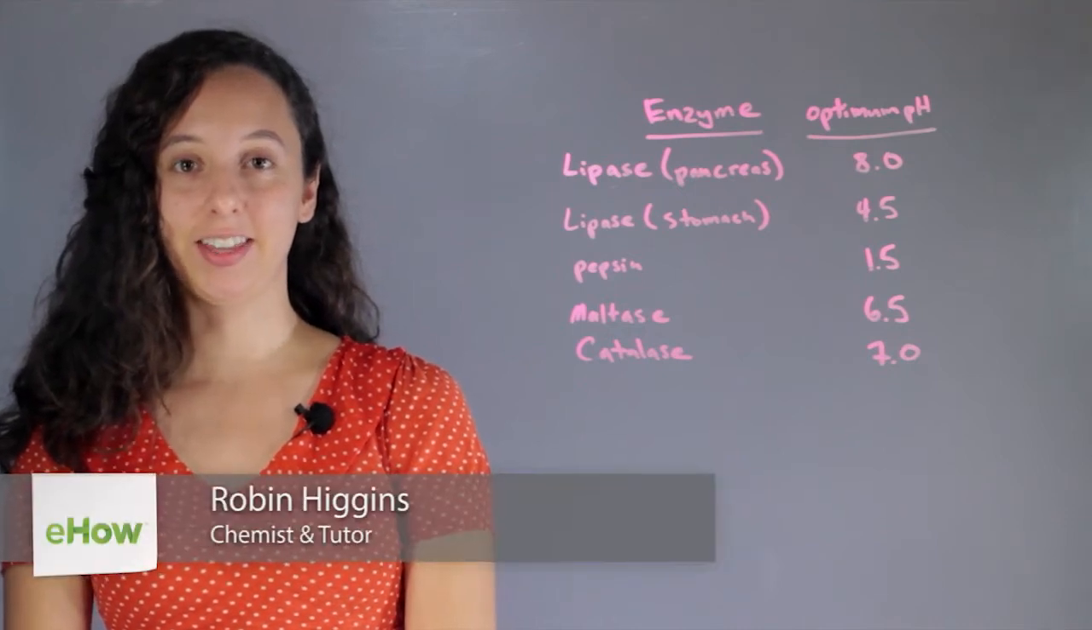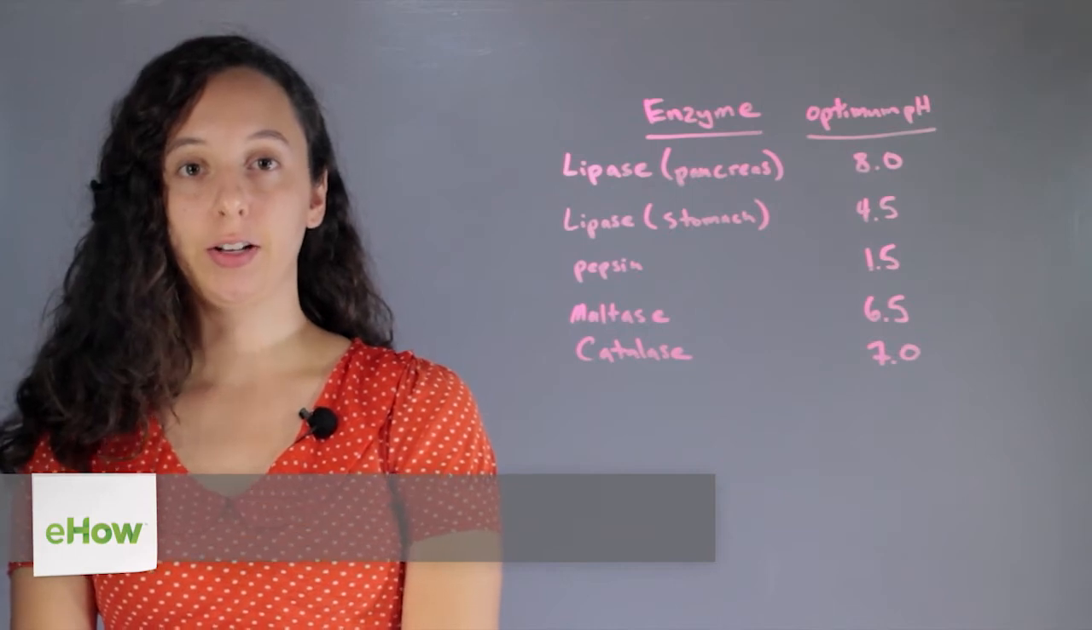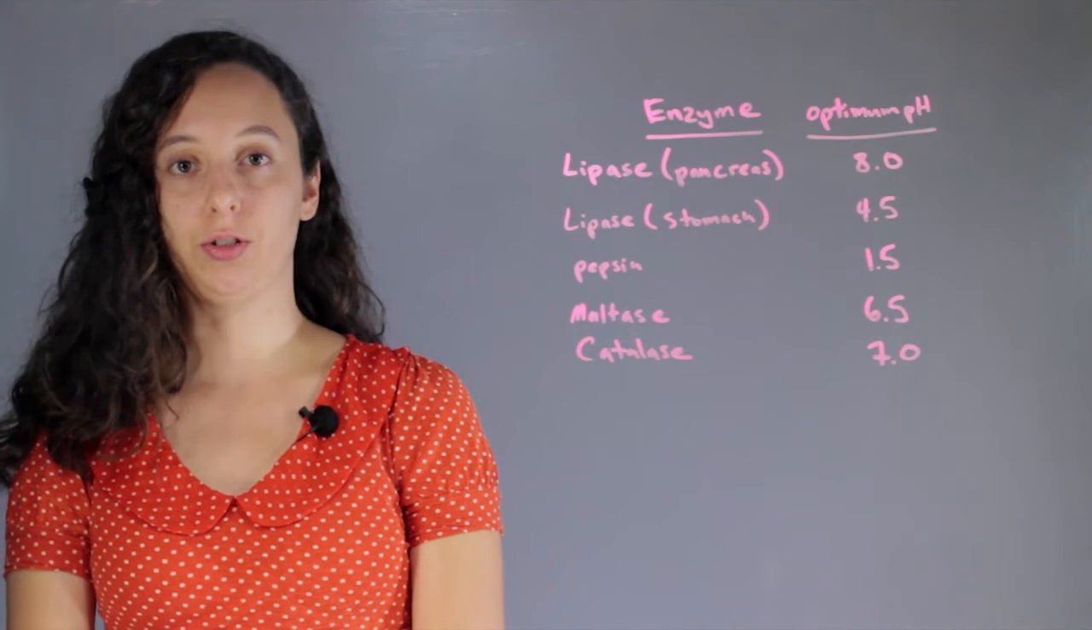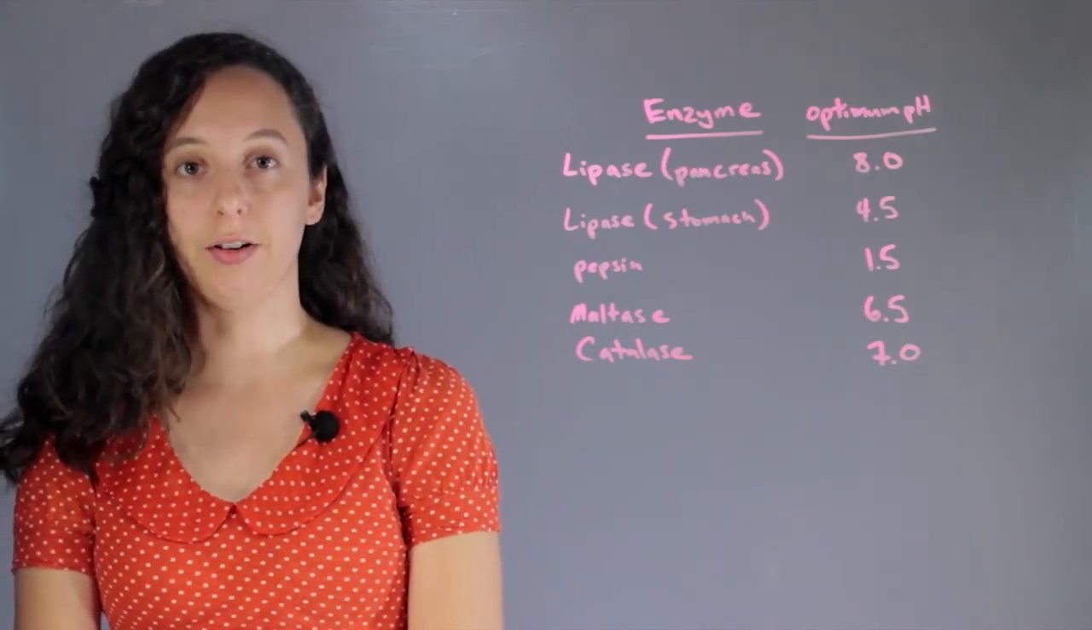Robin Higgins, and this is What Does a Low pH for Maximum Rate Tell You About the Structure of an Enzyme? Okay, so just a refresher, an enzyme is a catalyst made of proteins.